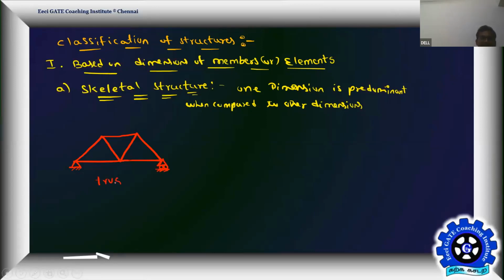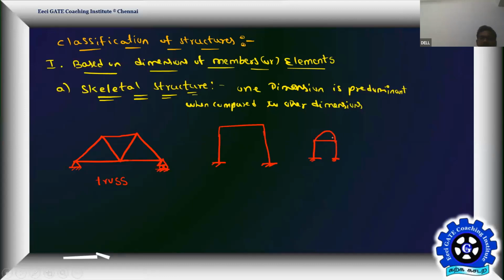So truss is basically what structure? A skeletal structure. Now take some roof truss. We call it a simple truss or roof truss. You take any frame. Let's say, for example, this is the frame I am taking. In this also, what happened? Length is very high when compared to the dimensions that are not visible to you.